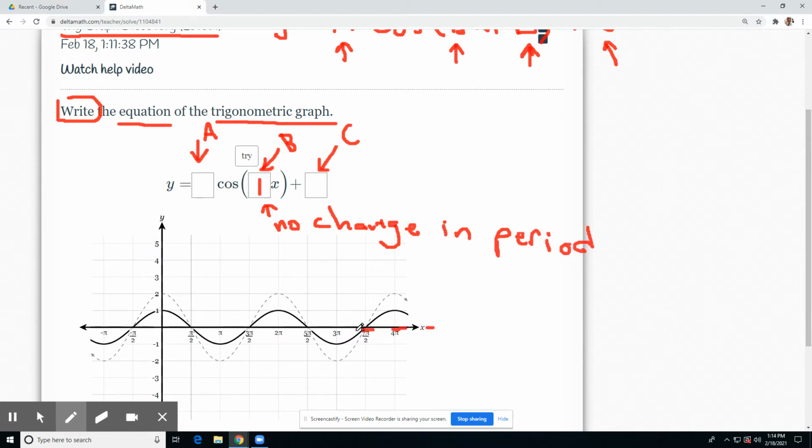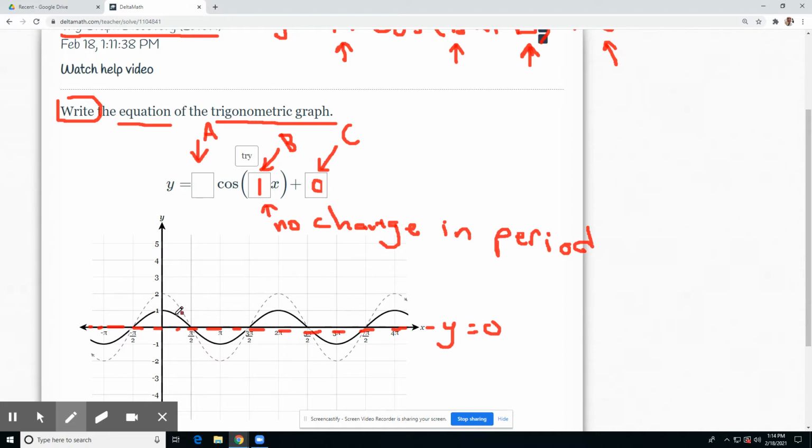Notice where the midline is at. The midline is going through a 0. That's a y equals 0. So our midline is 0. That's our midline. And then lastly is the amplitude.